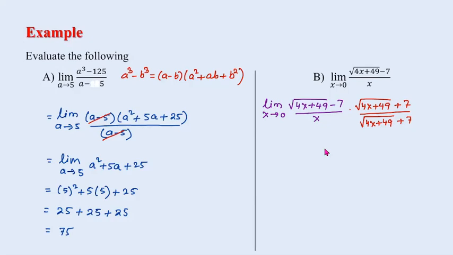So this is equal to the limit as x approaches 0. Now in the numerator, you have these two quantities exactly the same, and the last two quantities exactly the same, one with the minus, other with the plus. So this is like a minus b times a plus b, which will be a squared minus b squared. When we square the first one, the square root will go away, so it will be 4x plus 49. And then minus b squared, in place of b we have a 7. 7 squared is 49. So when you multiply numerator with numerator, that's what we get.